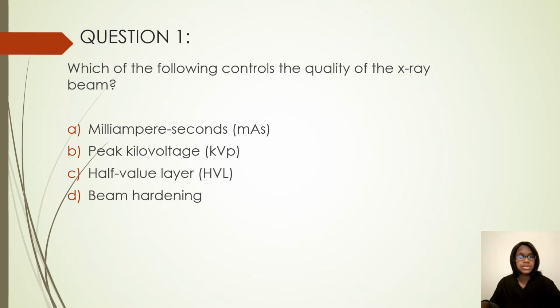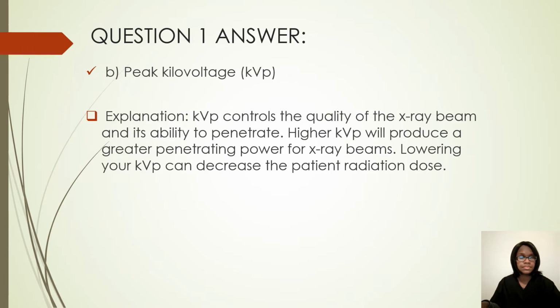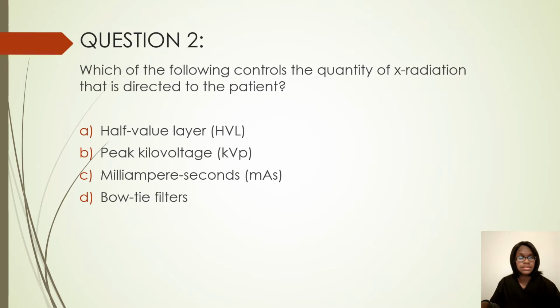Which of the following controls the quality of the X-ray beam? You have your peak kilovoltage, or your kVp, and this is going to control the quality of the X-ray beam and its ability to penetrate. So a higher kVp is going to produce a greater penetrating power for your X-ray beams. And whenever you lower your kVp, it will decrease the patient radiation dose.